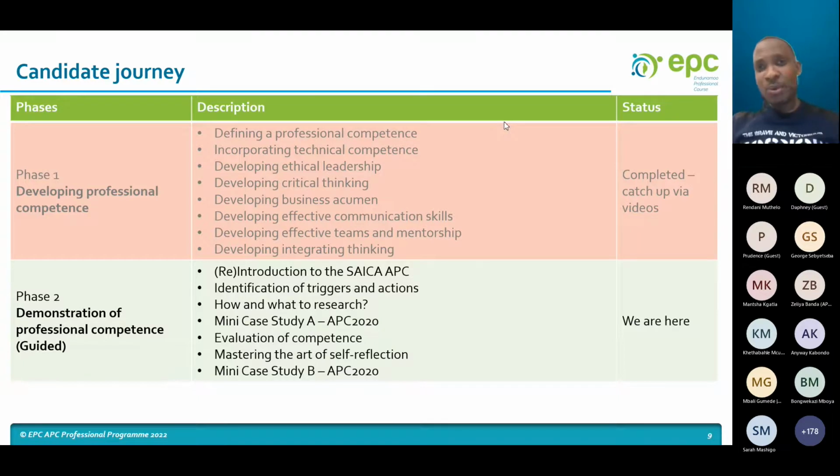Okay. Maybe if we take a step back and say, you will be writing that assessment on the 14th of December, the PSYCHA assessment, 14 December. So we don't have a lot of time, if you think about it, to prepare for that. So we've got to really hit the ground running now.